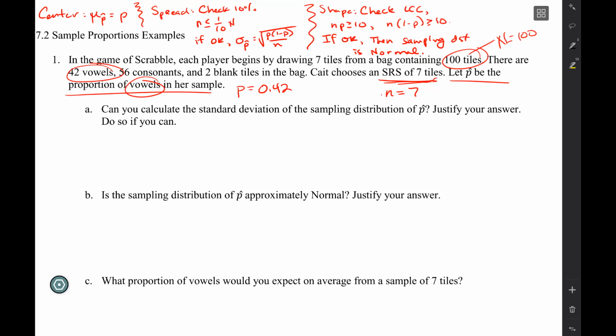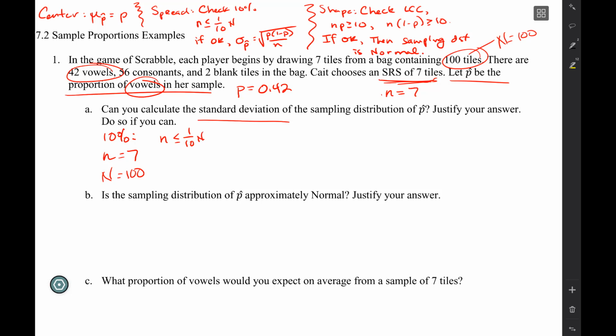Now, let's go ahead and start answering some of these questions. First of all, can you calculate the standard deviation of the sampling distribution of p hat? Well, can I calculate? That tells me I should be checking some kind of condition. Indeed, I do have a condition to check standard deviation, and that's the 10% condition. So let's go ahead and check that. In order to calculate the 10% condition, we need n, which we know was 7, and then we need the population size, capital N, where capital N was 100. Oops, I'm sorry, we don't need the population proportion, we need the population size.